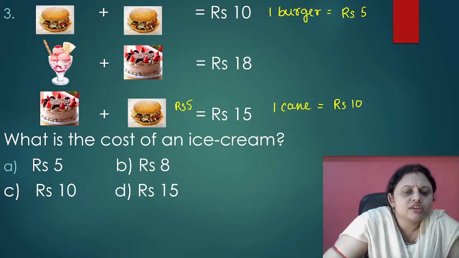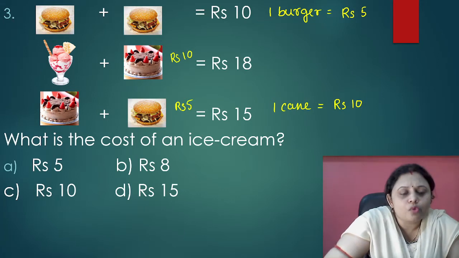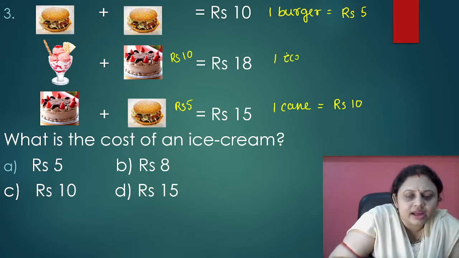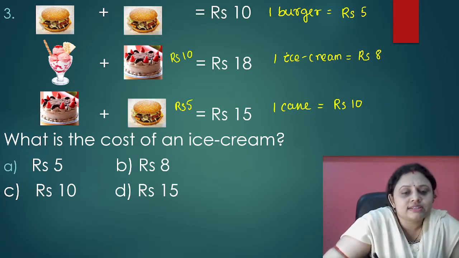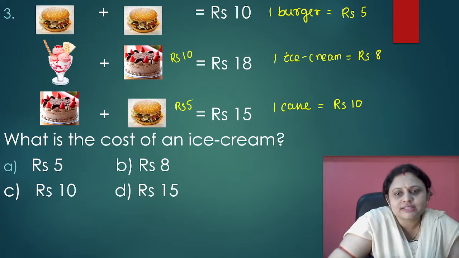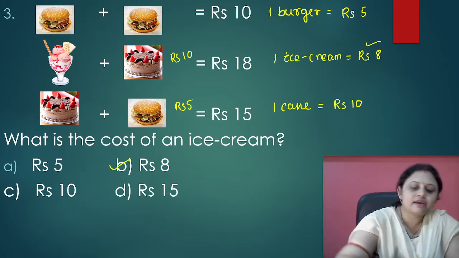Okay, and one ice cream plus one cake, rupees 18. We got one cake at rupees 10. What is the cost of one ice cream? One ice cream is equal to 18 minus 10, that is equal to rupees 8. So what is the question? What is the cost of an ice cream? That is rupees 8, present in option B. Understood?